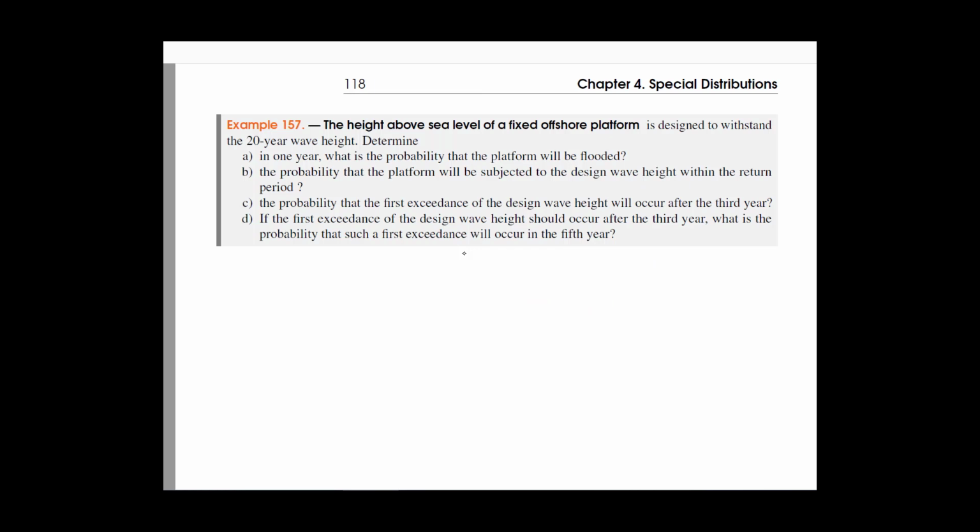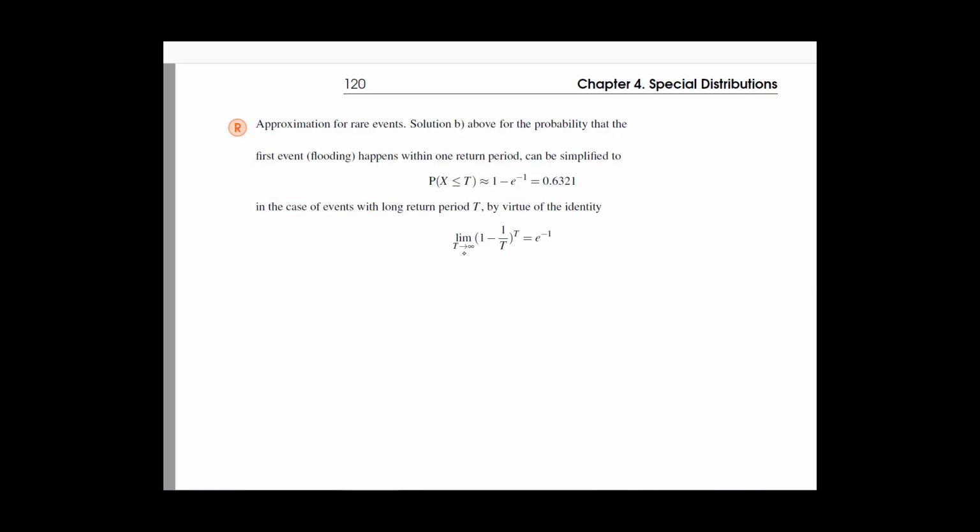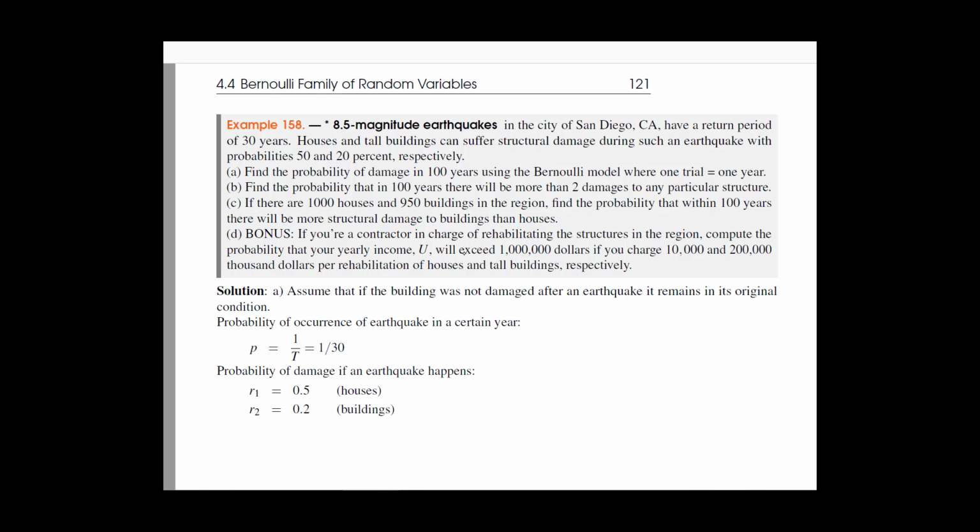Very good. All right, I ran out of time, so please take a look at these examples and we'll discuss them during class.